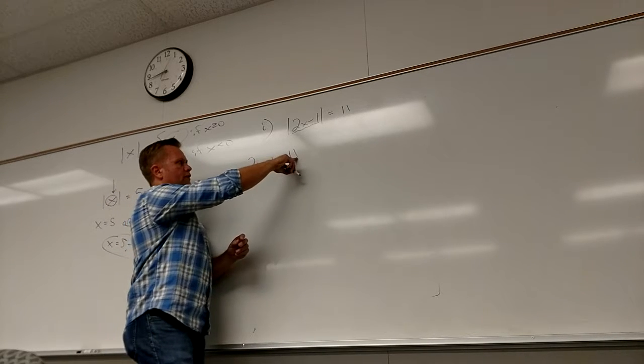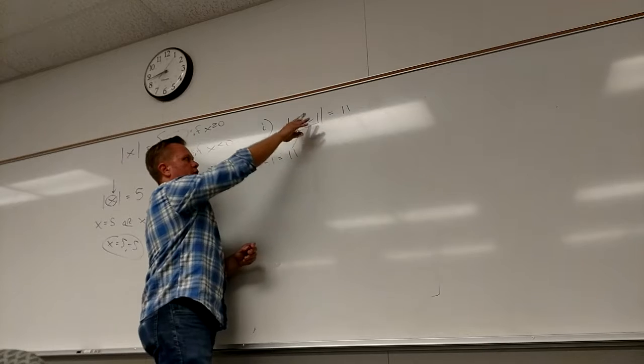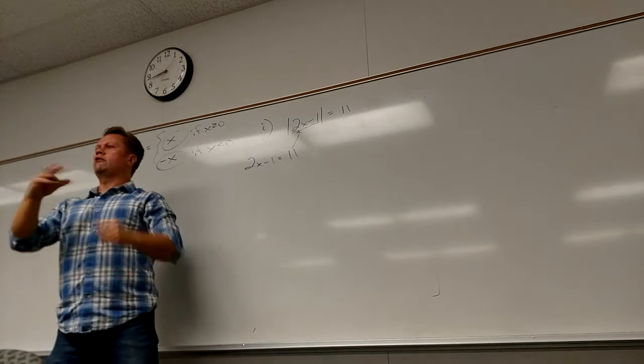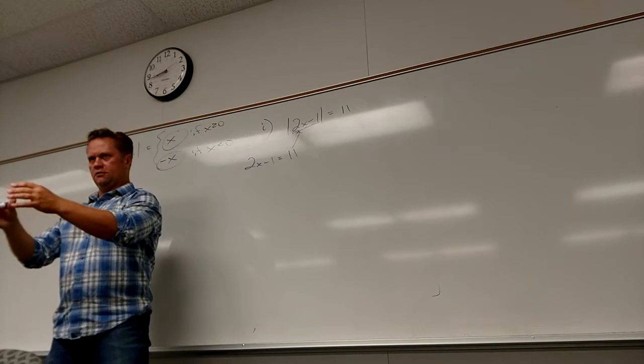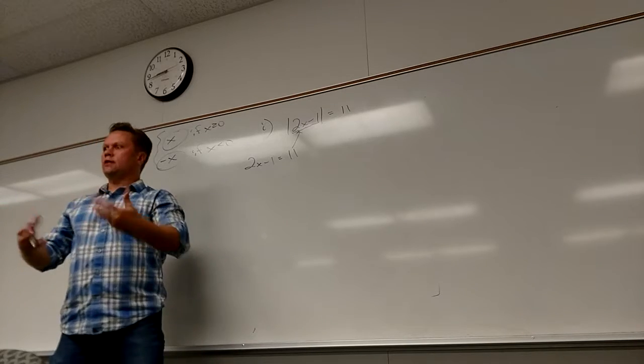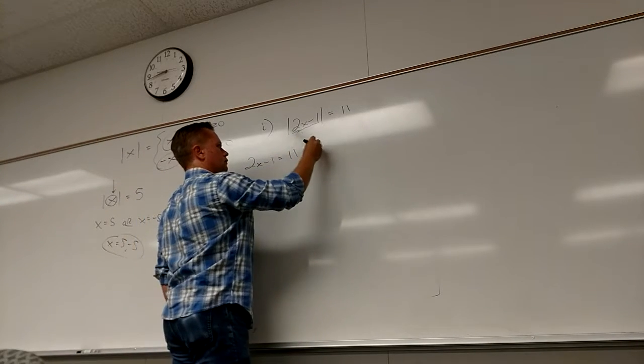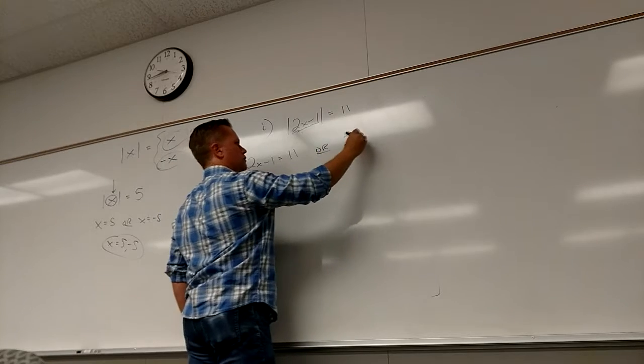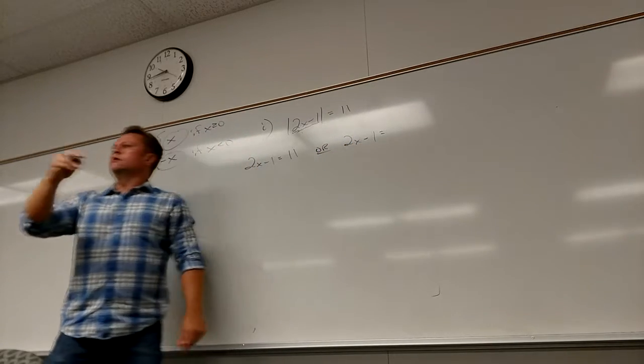If this thing is 11, wouldn't the absolute value of that be 11? If I replace that whole thing with 11, then the absolute value of it is 11. Or, what else? 2x minus 1 could have been negative 11.